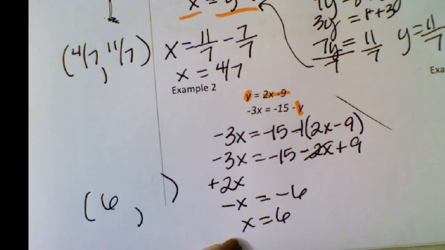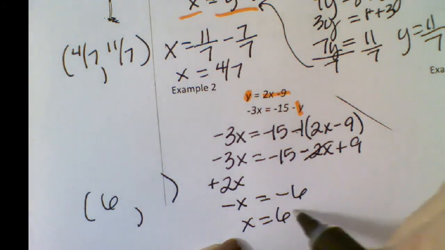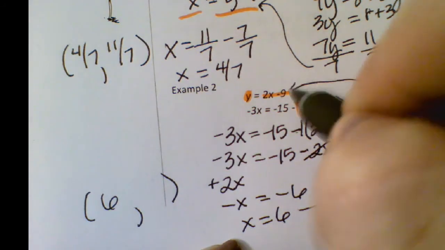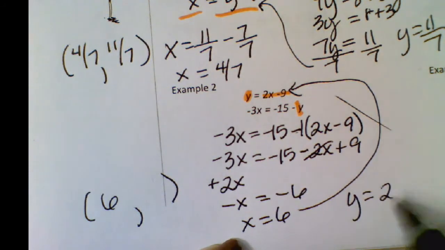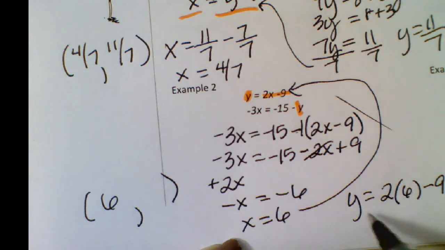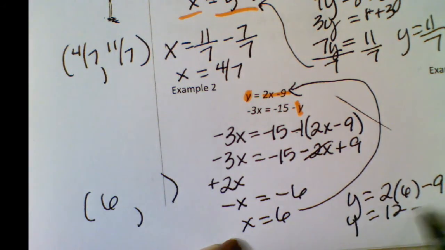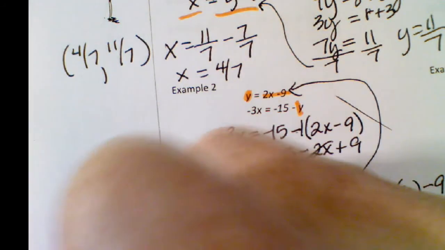And then where are you going to plug that into? Is there an equation that we started with that already had y isolated by itself? Yes. So since we need to figure out y, that logically is the easiest one to plug into. So y equals 2 times what? 6. Good. Minus 9. And 2 times 6 is 12. Minus 9 is 3. Good. So our point should be 6, 3.